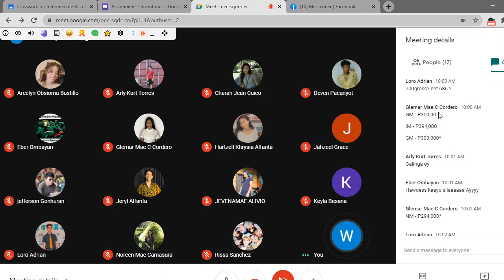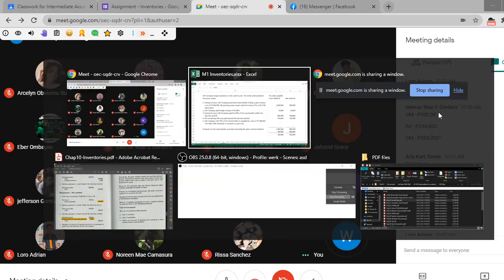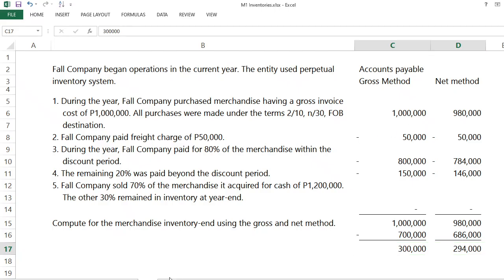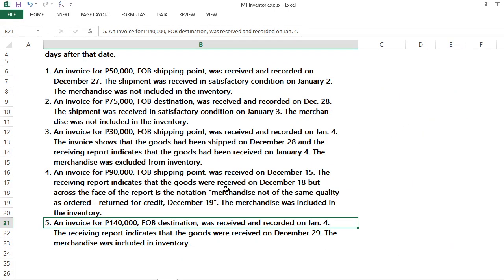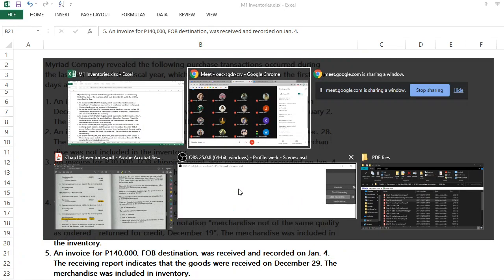Charot lang. So, we have Cordero, and today is February 2. Okay. So, let's proceed to the next item. So, that's 10-8. And this one, we will also be asking about it in the review.